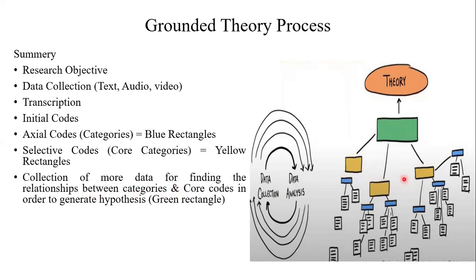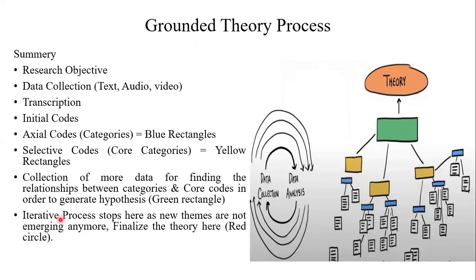And by finding these relationships, you can generate your hypothesis. So it becomes the green rectangle. If you find that this core category may be positively impacting this category, or this core category is negatively impacting this category, then on the basis of this step, you create a green rectangle, which is basically generating the hypothesis, one of the most important steps in the grounded theory process. Whenever you are able to generate the hypothesis, it means you are going to develop some theory.